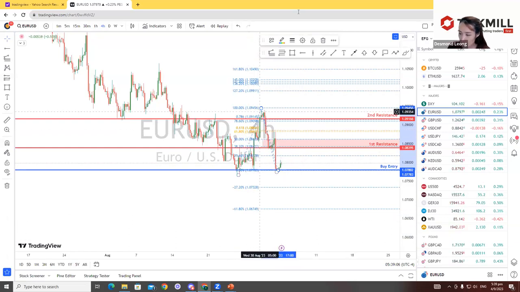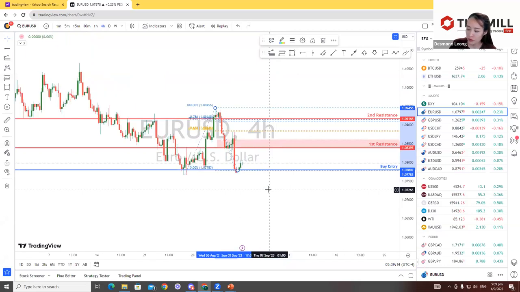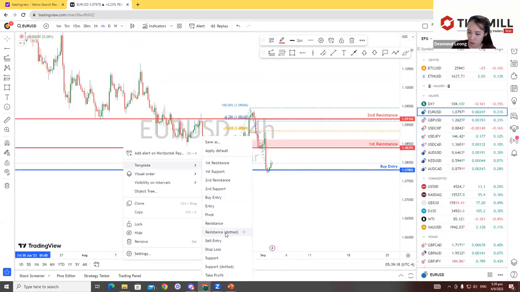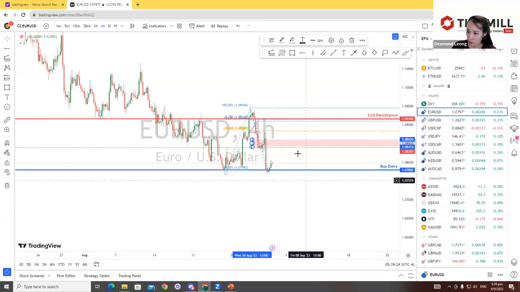Okay, see? I think I mentioned the zone. I think this is a better zone. I will just put this for you as first TP, for example, here. I will tell you the reason why I don't pick this level.